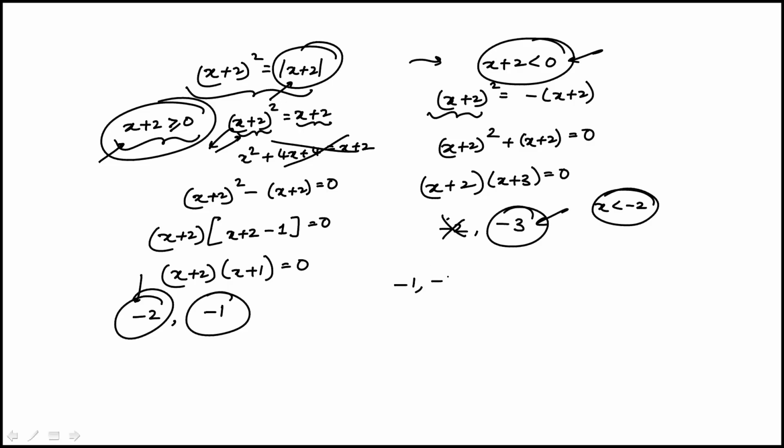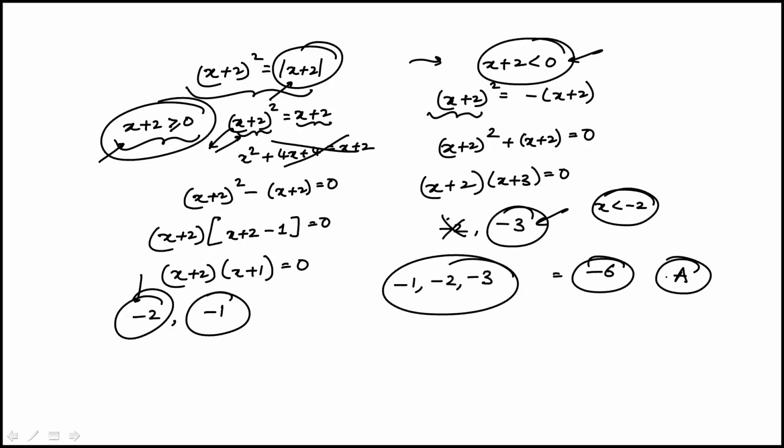So the three solutions are minus 1, minus 2, minus 3. They're asking for the product. So the product would be minus 6. So the answer is A.